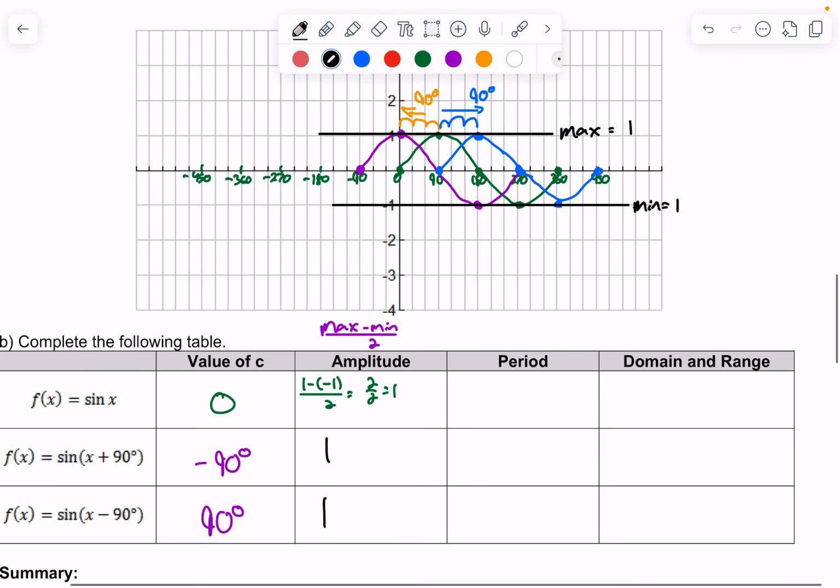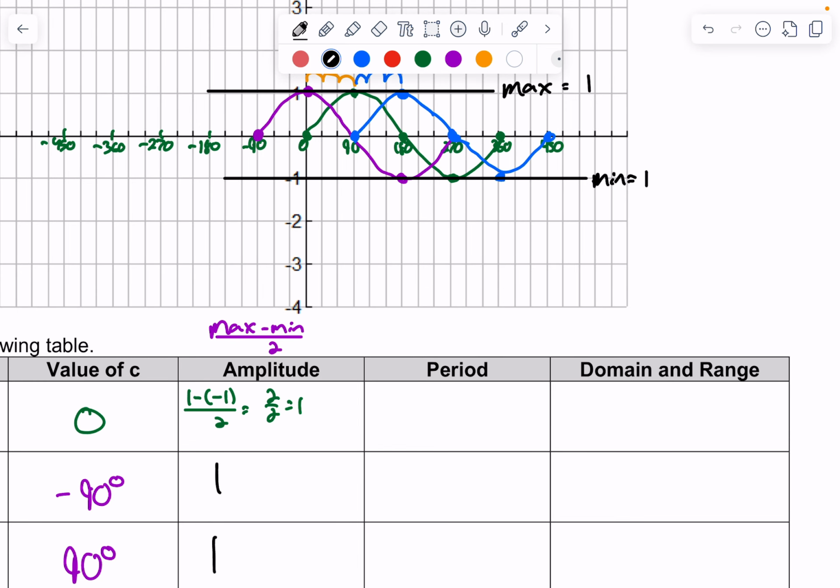All right, well, the period. Okay, so if we look at our parent function, our period is from here, 0, all the way over here to 360. Well, that's a period of 360 degrees. Well, let's look at our purple. We are going from negative 90, and then it takes us all the way to 270. Okay, so negative 90 to 270. Well, that is also a distance of 360 degrees.